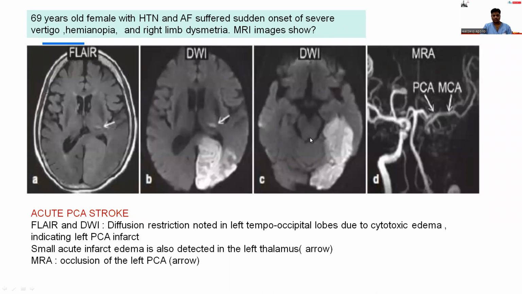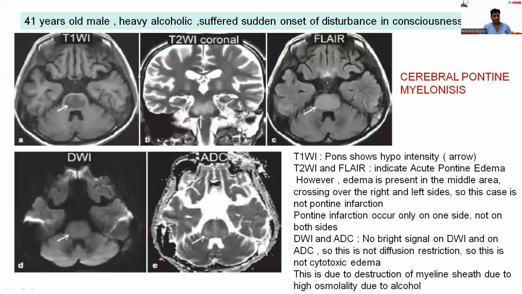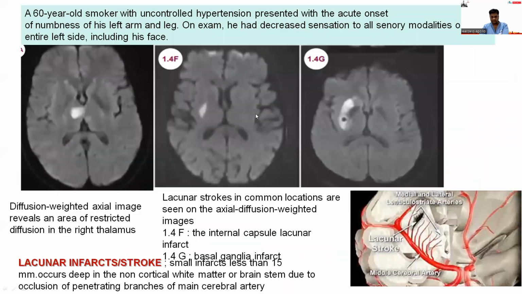This is a posterior cerebral artery stroke, which is typically present here, and on MRA there is a PCA cutoff here. And this is an acute anterior cerebral artery stroke where it is present in the frontal lobes, anterior parietal lobes, and in the corpus callosum. This is a patient of pontine myelinolysis, and lacunar infarcts are the infarcts where we see these small areas.